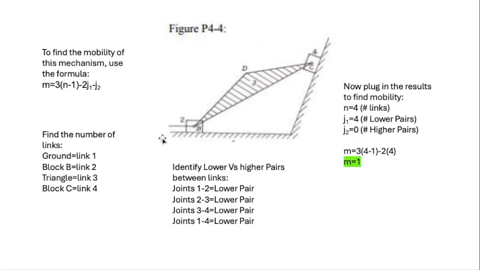On this sliding surface, there's only 1 degree of motion as well. Why? Because it can only slide side to side. It can't slide vertically, and it cannot rotate. So there's only 1 type of motion, and so it's a lower pair. So when you plug these values into your formula, you know that there are 4 lower pairs, 4 links, and 0 higher pairs, and you get a mobility of 1.